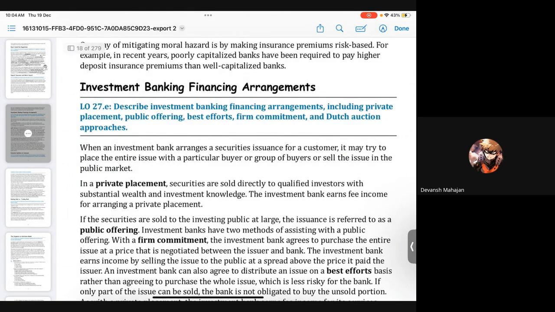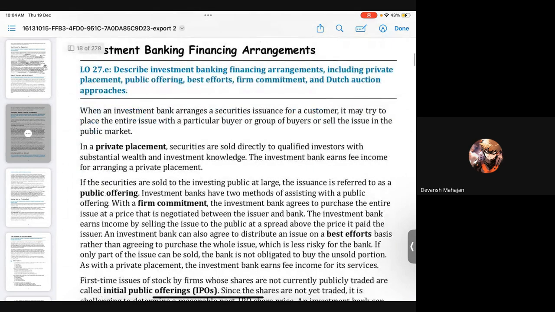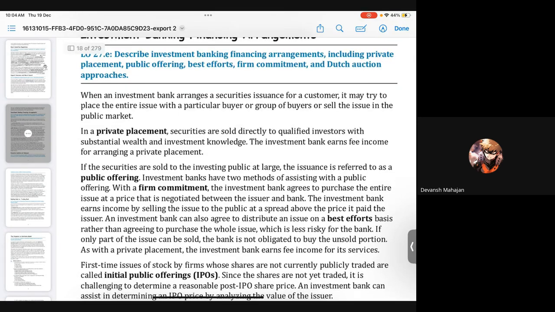Okay? Then we have investment banking financing arrangements. So, investment banks, as I mentioned, will help you raise finance. Now, it can be privately or publicly. Privately, कैसे? Privately, they will catch hold of a few investors directly and ask them to invest in your business. That means that the investment bank will arrange the investors, they'll arrange meetings with the investors, and the investors will be directly investing in your business.